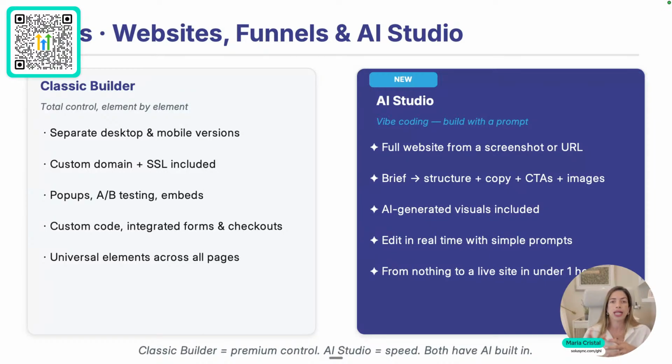You have separate desktop and mobile versions. You have custom domains and SSL included, pop-ups, A/B testing, embeds, custom code. You have everything, and we'll see it live now. But you also have the AI Studio. Basically, the AI Studio is vibe coding, where you build with a prompt.